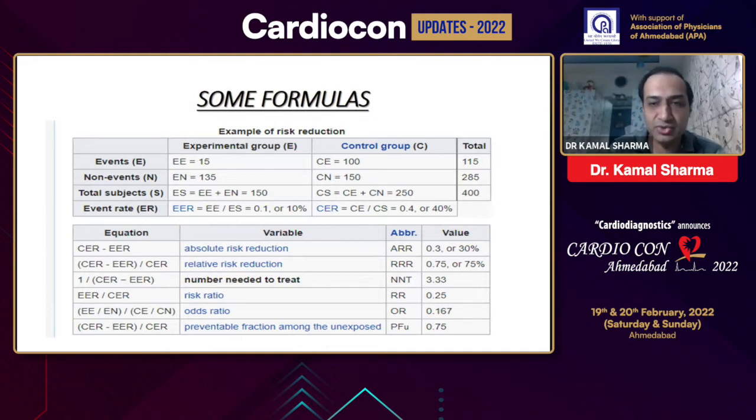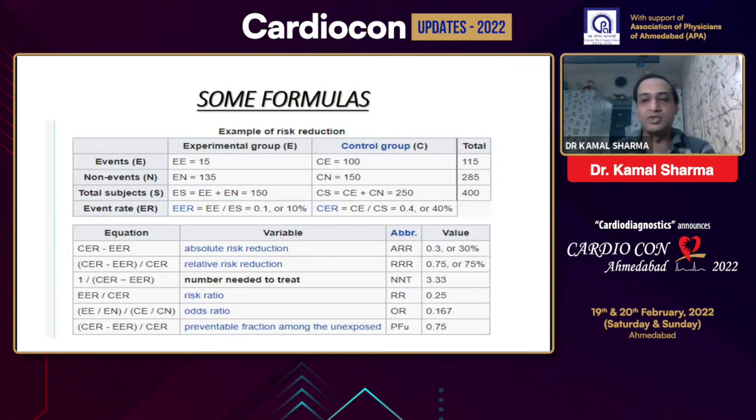Now, the number needed to treat is arrived at by 1 upon absolute risk reduction. That would be assessing how many patients you treat to prevent one event. Now, the absolute risk reduction is 30%, a reduction achieved in every patient. So in how many patients do you need to treat so that one event is prevented?